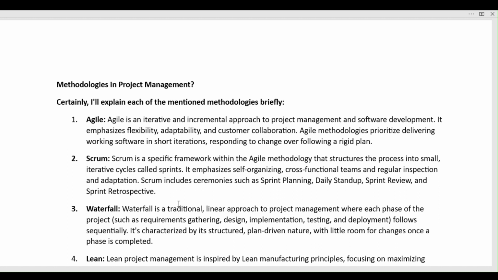Scrum is a specific framework within the Agile methodology that structures the process into smaller iterative cycles or sprints. It emphasizes self-organizing, cross-functional teams, and regular inspection and adaptation. Scrum includes ceremonies such as sprint planning, daily stand-up, sprint review, and sprint retrospective.